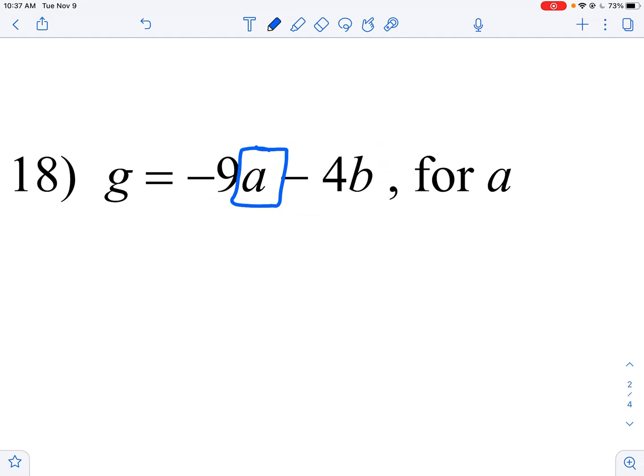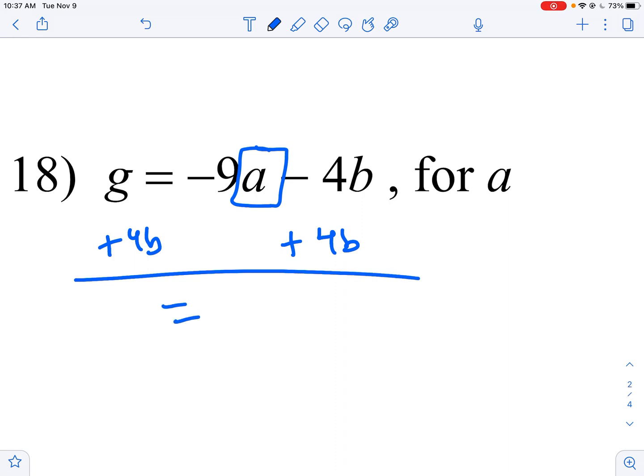Think about what's the opposite of subtract 4b. Hopefully you said plus 4b or positive 4b, so we're going to add 4b to both sides. On the right side, those are gone. We've got -9a, not x. Over here, g plus 4b. Well, if you don't know what g is and you don't know what b is, you can't combine them. And so it just stays as g plus 4b. We don't know what the numbers these g's and b's are, and so they stay separate.